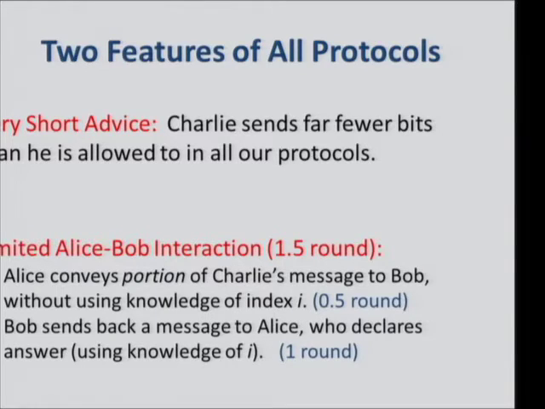The other thing is, how are we using Alice? We are using Alice in a very limited way, in the sense that Alice conveys just a portion of Charlie's message. In our case, since Charlie's advice was so short, she could afford to send the whole thing. But Alice is conveying a portion of Charlie's message to Bob without using her knowledge of the index I. If you think about it, it's not clear how Alice can exploit her knowledge of I. But when you try to prove lower bounds, this is what kills you: possibly Alice can use I, and then nothing seems to work. And Bob, of course, it's a two-round protocol. The first round we are calling 0.5 because Alice is not using all of her information, and then Bob communicates with his full information, and then Alice declares the answer.